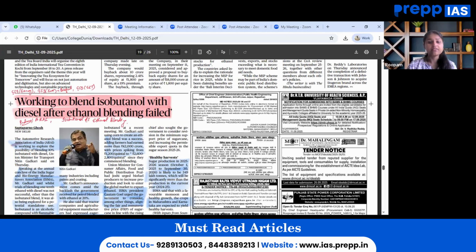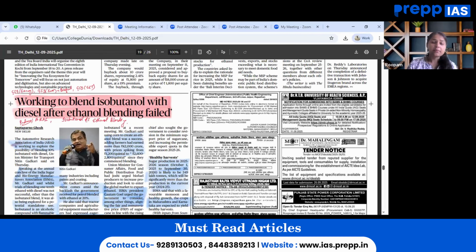Then for prelims perspective, what is the role of the Automotive Research Association of India, ARAI? This is to be seen. The difference between fuels such as isobutanol versus ethanol blending. What could be the difference between the two?